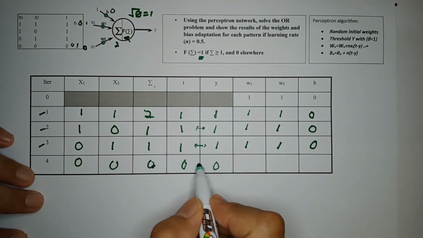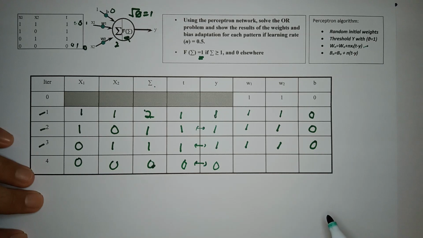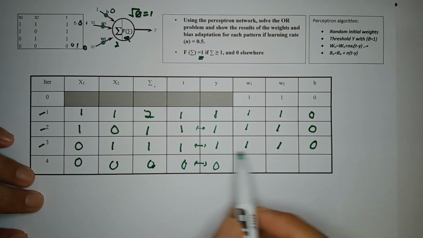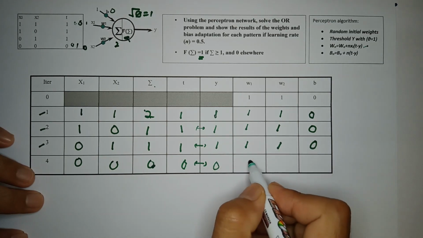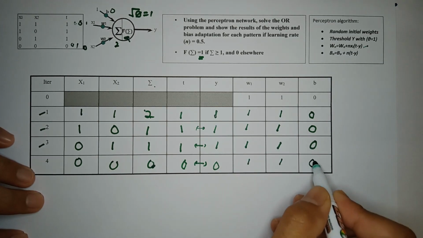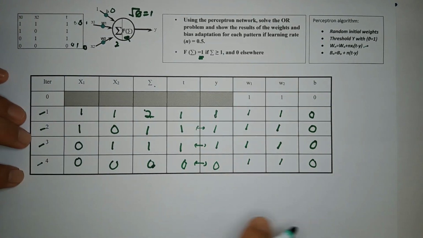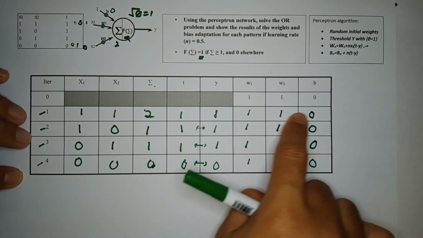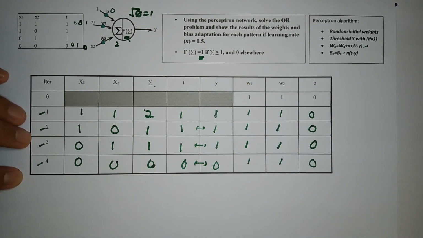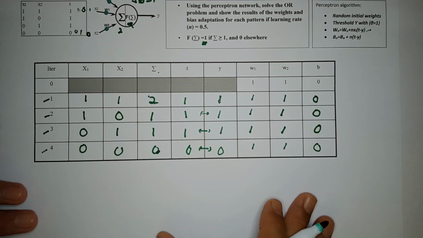For this particular case, if you check this part, your predicted output is the same as the target. So your values of weight and bias will be the same with respect to the previous one. What we can say is that our first initial random value is optimal enough to predict the model based on the given sample.